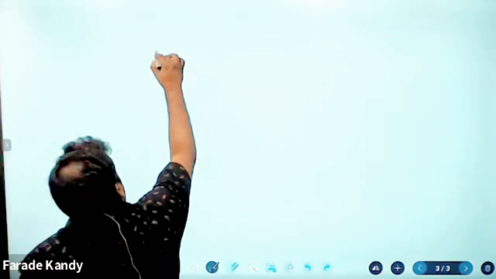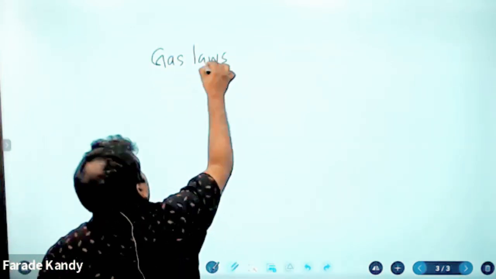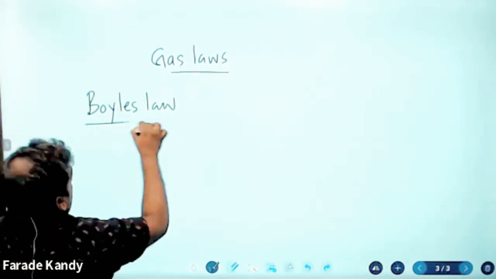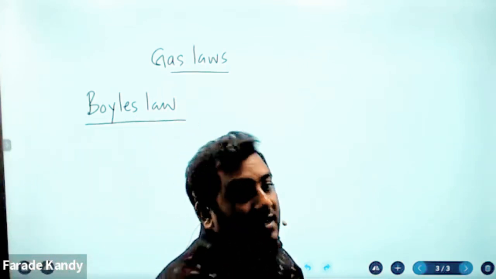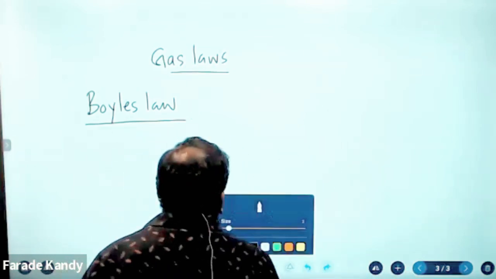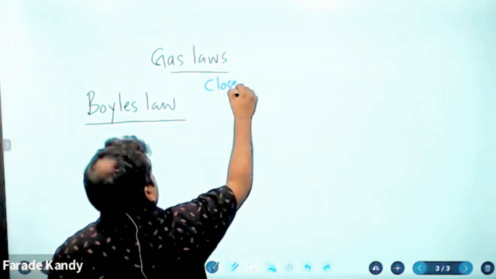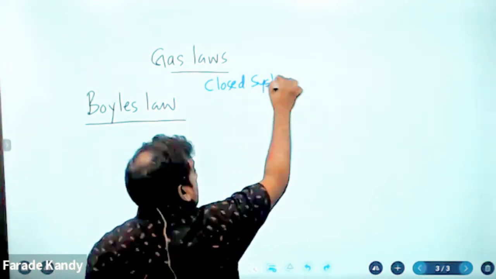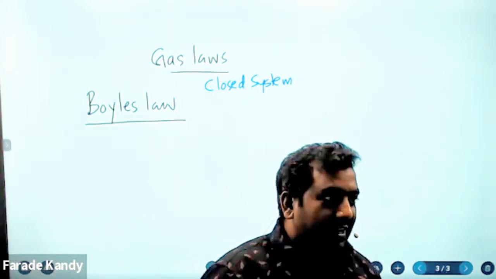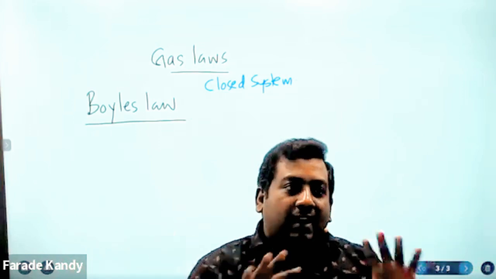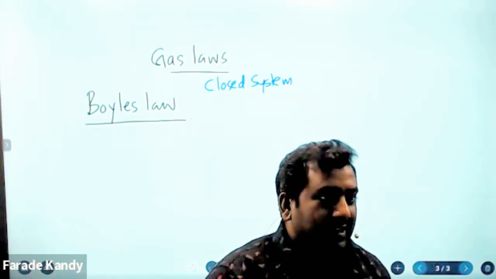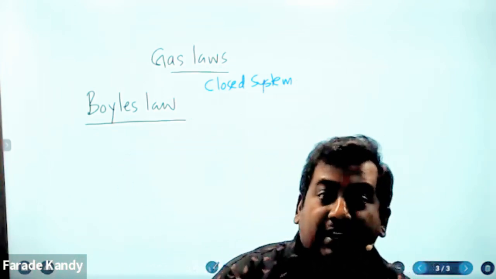So under gas laws, we first consider Boyle's law. Now, what is Boyle's law? Remember, all these gas laws are valid for what systems? Closed systems. That means no mass is coming in, no mass is going out. Whatever mass is inside stays inside. So normally we say fixed mass of gas, which means no gas is coming in, no gas is going out.